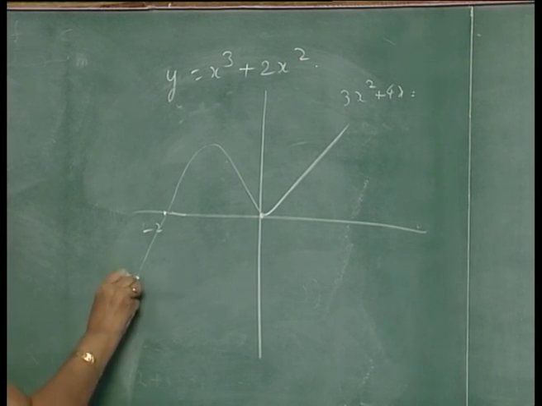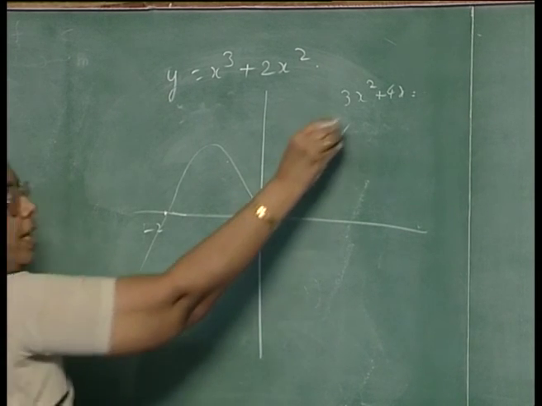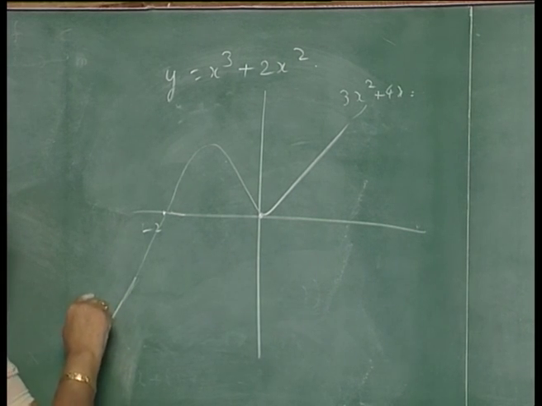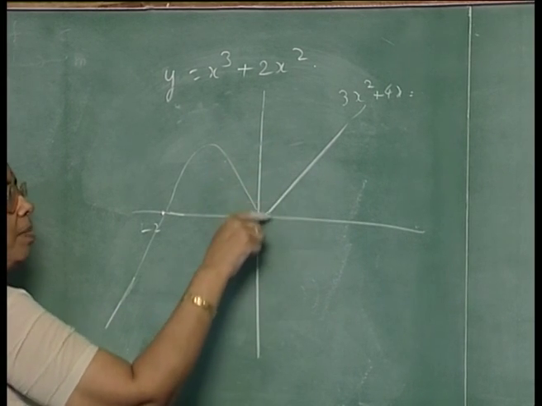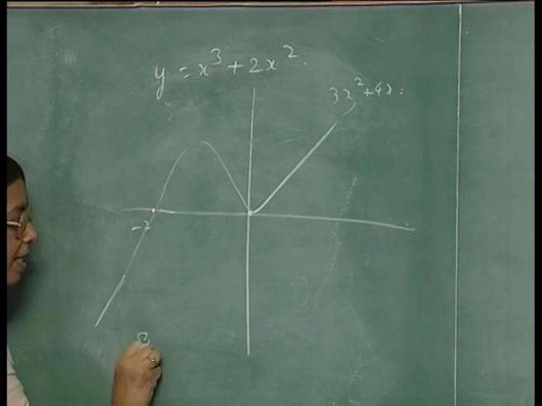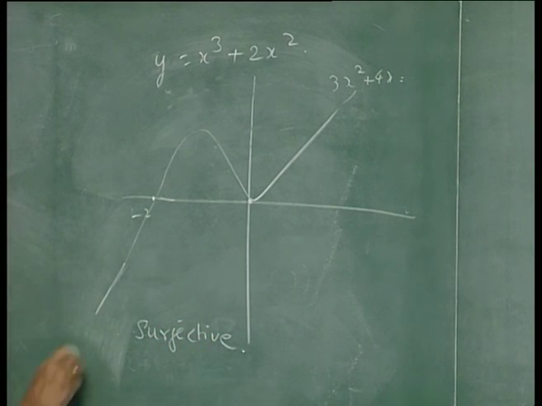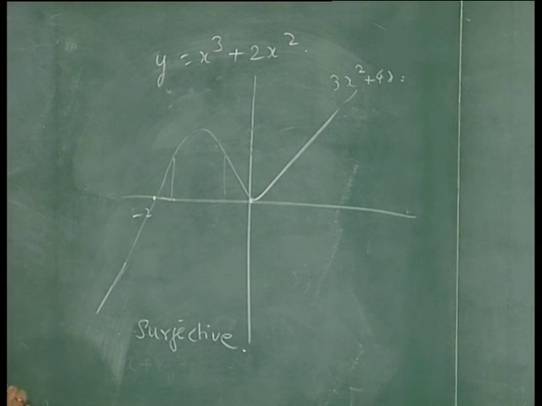Is this a surjective function? You can see that for every element there will be one element for which it is the image. So, it is an example of a surjective function, but here two elements are mapped onto the same element. So, it is not injective. This is an example of a function which is surjective, but not injective.